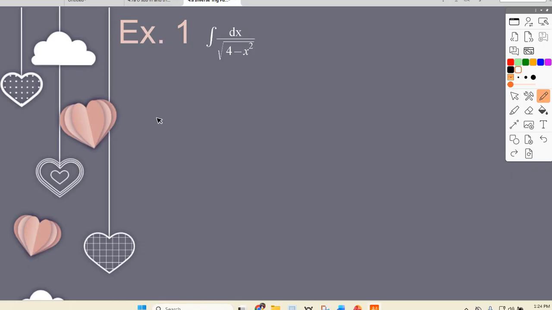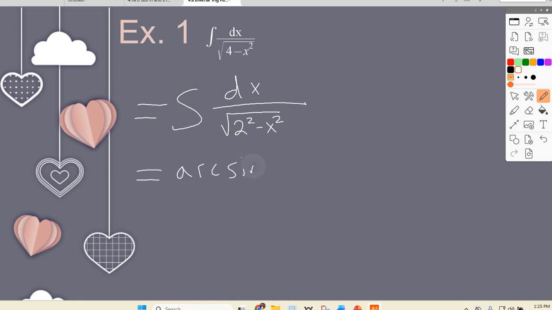Can you tell me what our a value is going to be? 2. And then from there, I don't really have to do anything else. That is just our formula. So I just have arcsine of x divided by 2 plus c.